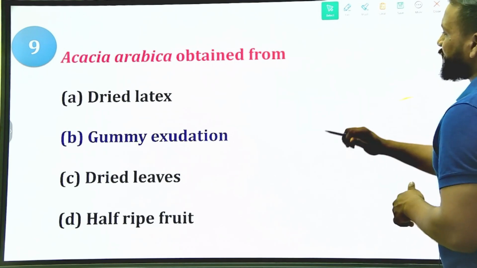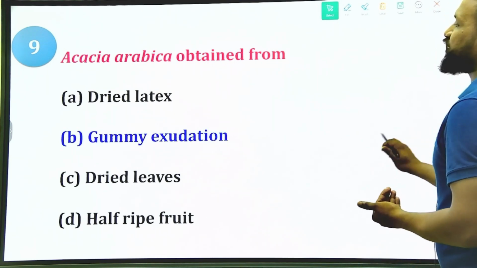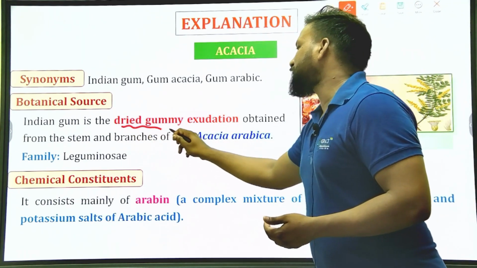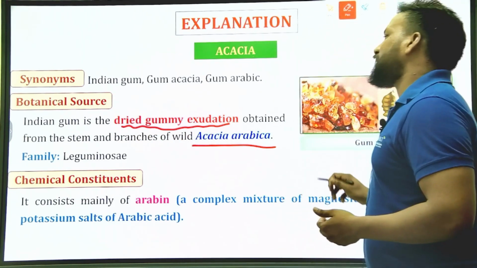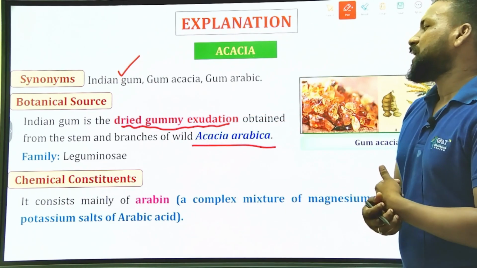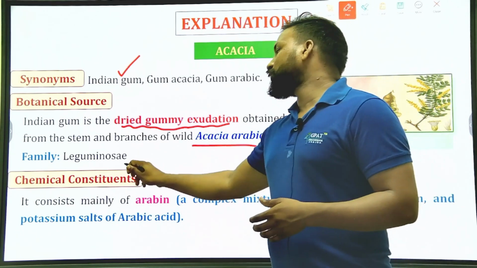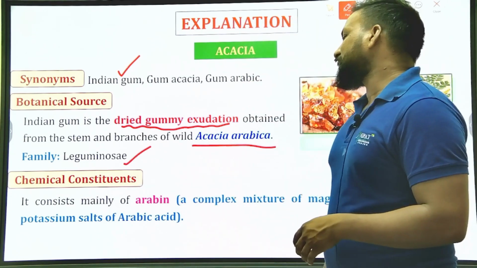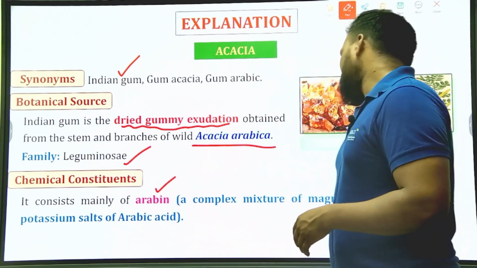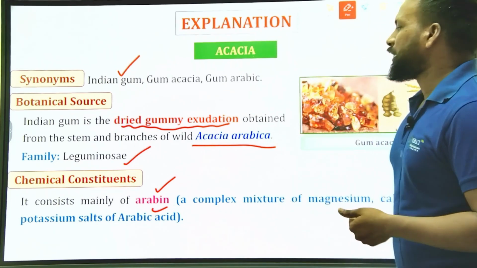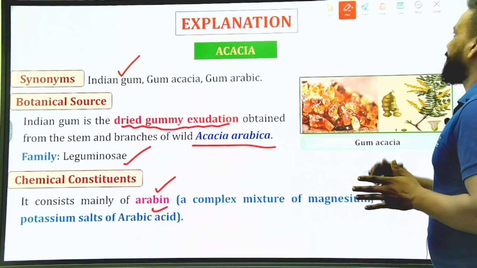Okay, we'll see. It's a gummy exudation. Acacia arabica is a dried gummy exudation from the Acacia arabica. The synonym is Indian gum. Just now we have seen Indian gum is a synonym for Acacia. It belongs to the family Leguminosae. Do remember the family also. And this contains chemical compounds like arabin and also arabic acid. Clear? Arabin and arabic acid. That's it.